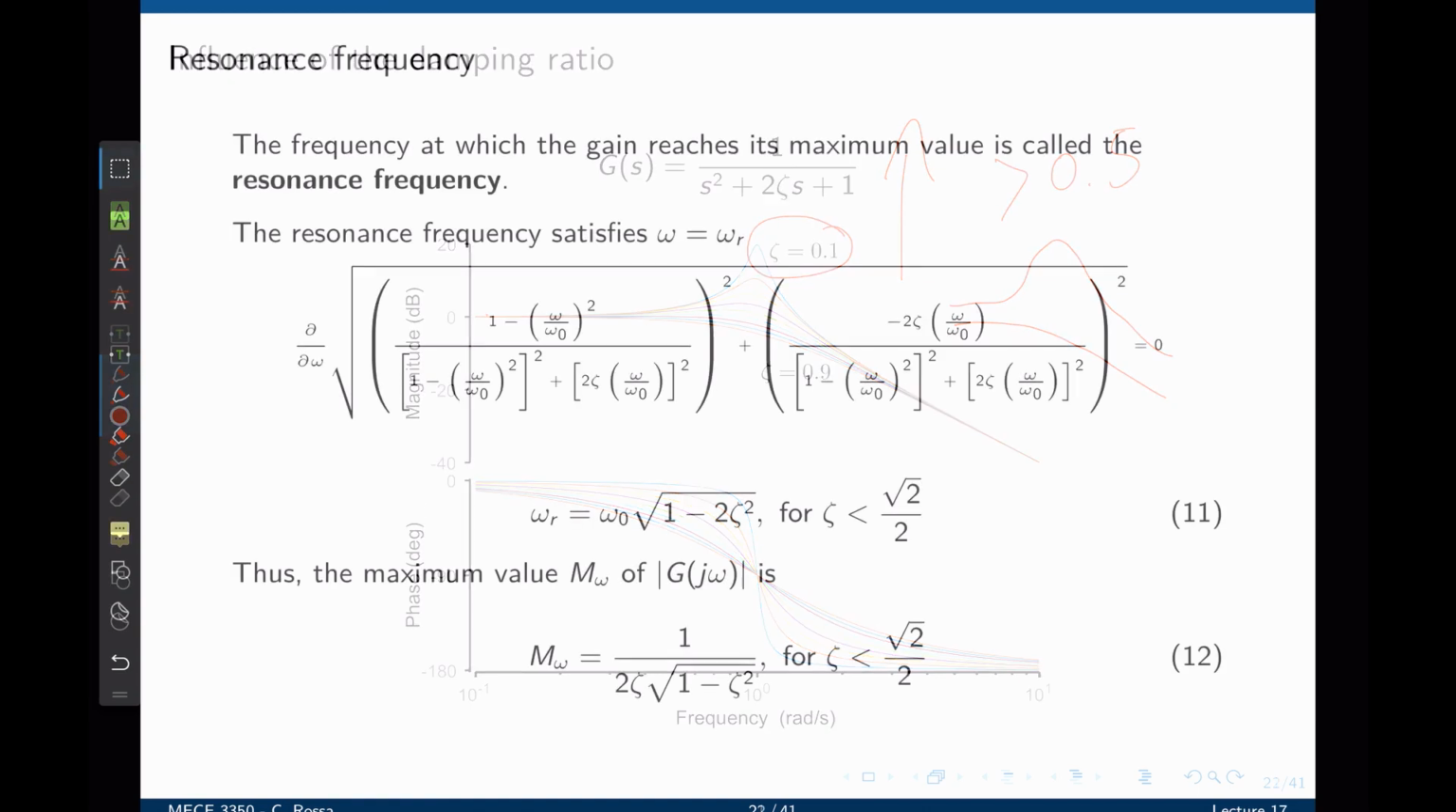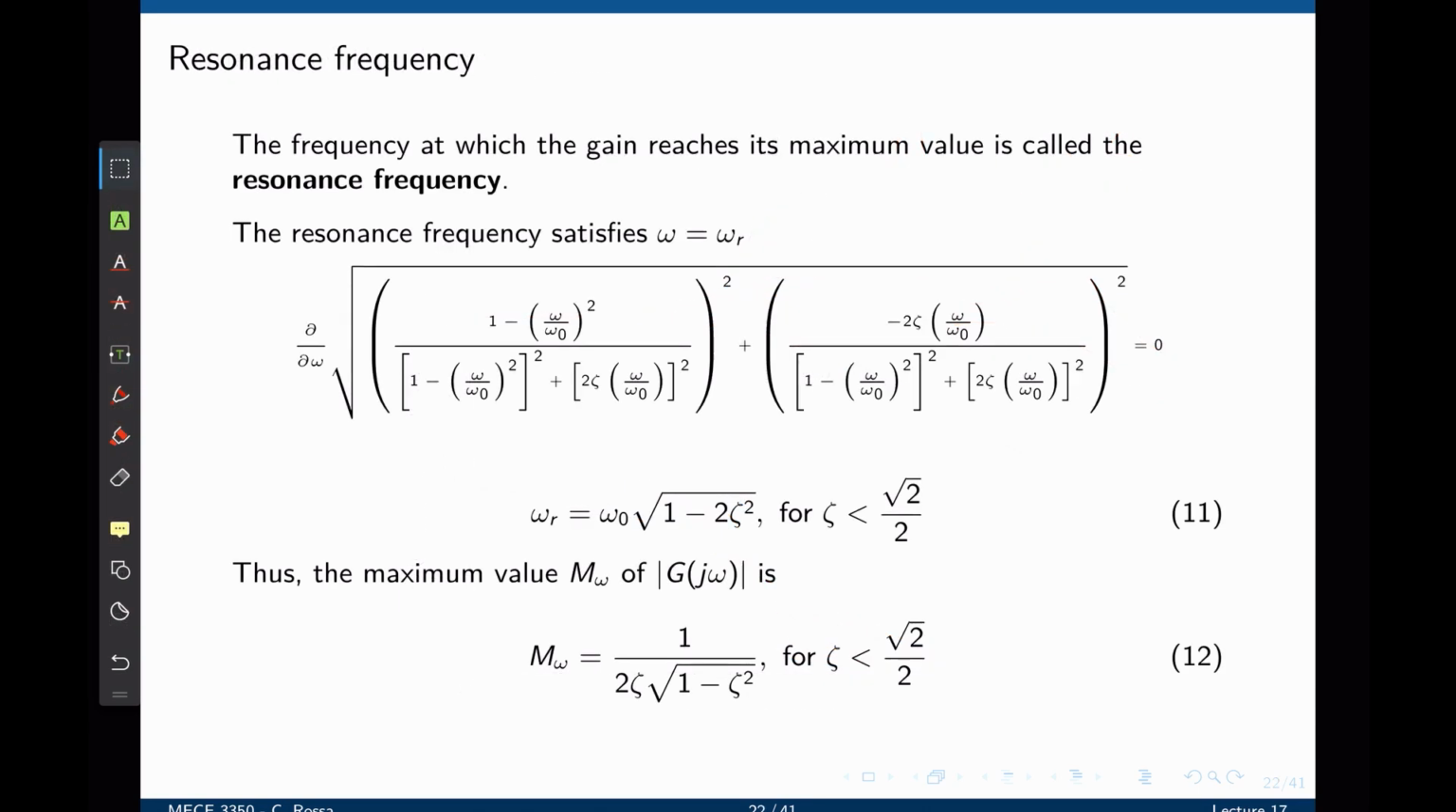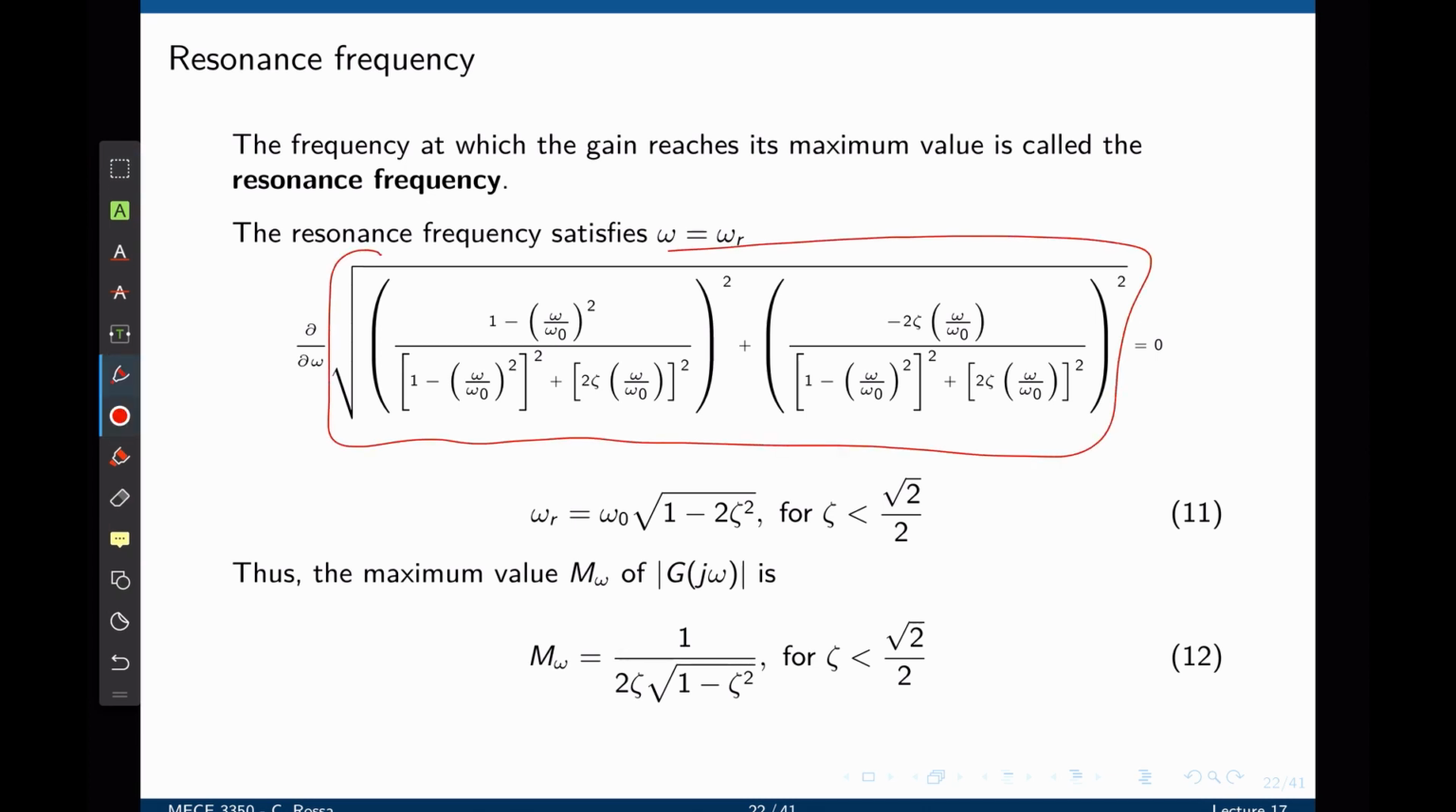Something that you have to notice is that the maximum gain of the transfer function doesn't necessarily occur at the cutoff frequency. It is very close, but it's not necessarily the cutoff frequency. The point on the Bode plot that results in the maximum gain is called the resonance frequency. The resonance frequency satisfies the maximum of the gain function. To find the resonance frequency, we can take the magnitude of the transfer function, take the derivative with respect to frequency, and set that to 0.